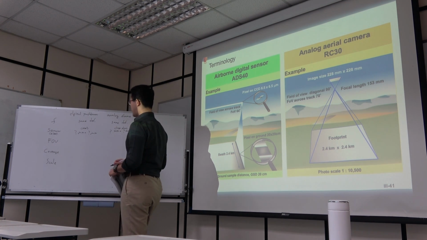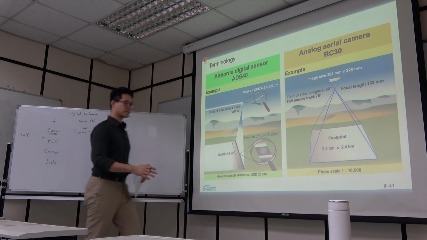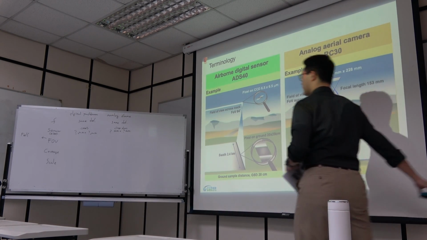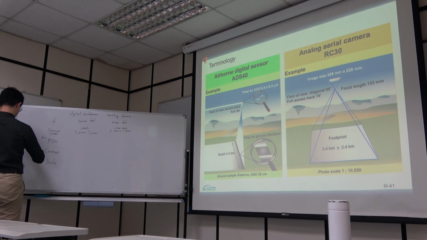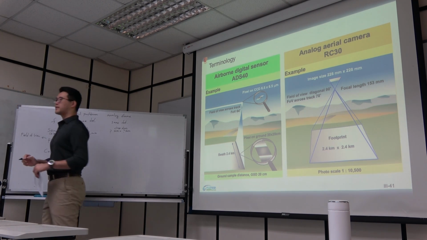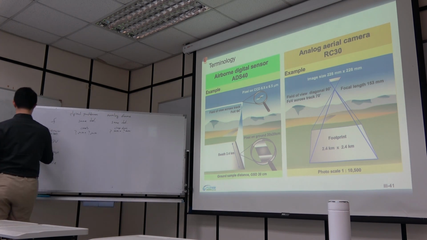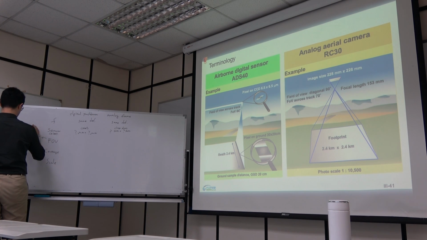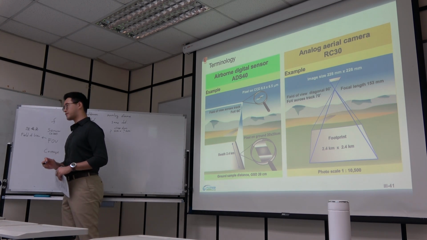The next one, FOV. So what is FOV? FOV means field of view. In Chinese, it's called 视场角. Alright, so what's the definition for that?